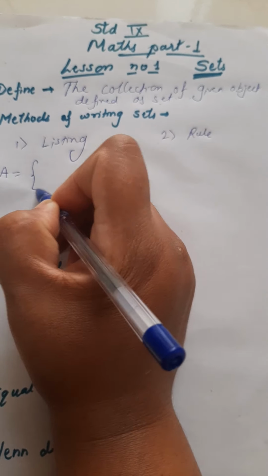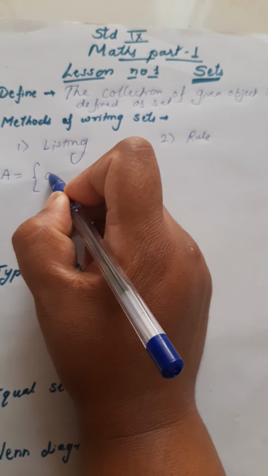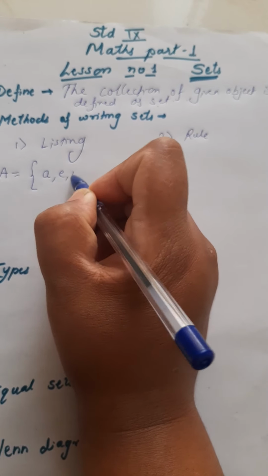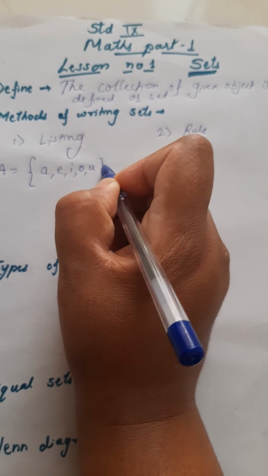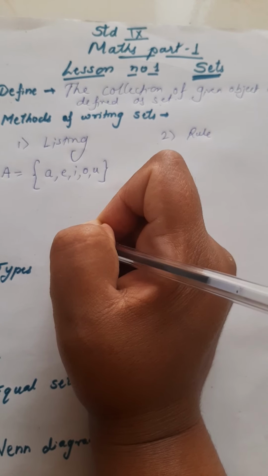Now if I want to list the vowels, what are vowels? A, E, I, O, U, and curly bracket complete. This is called the listing method.